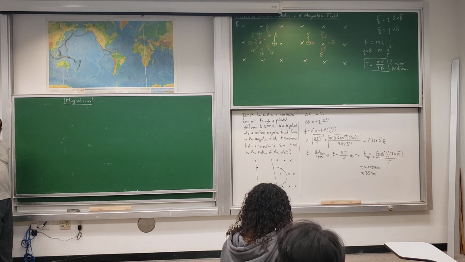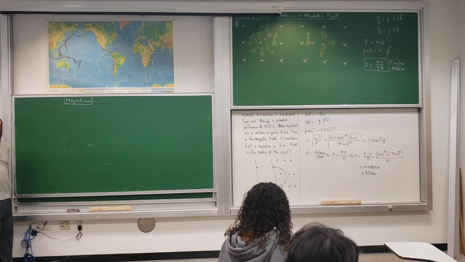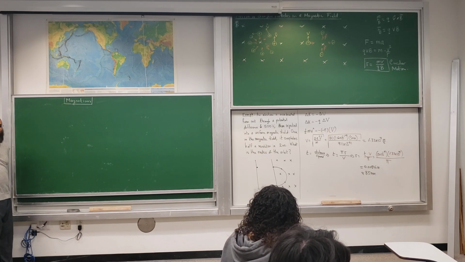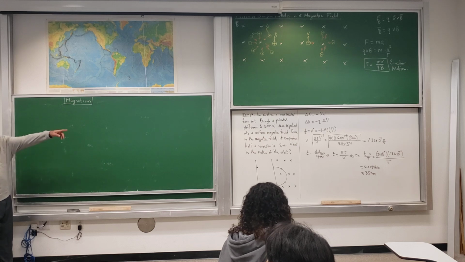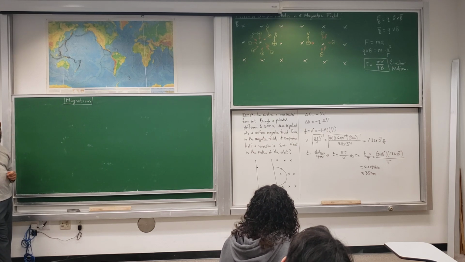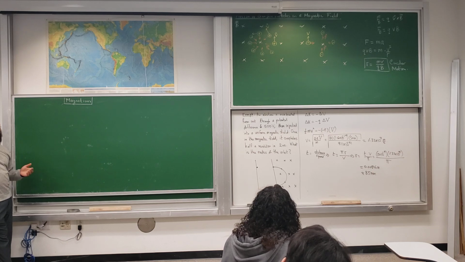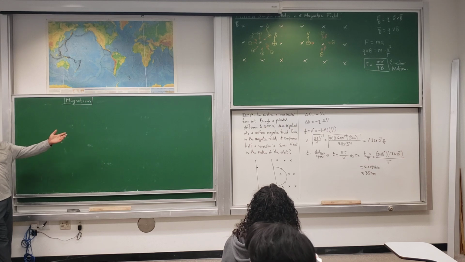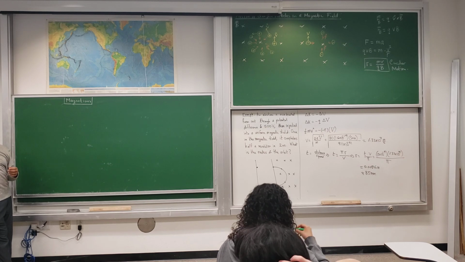There was one more thing that I forgot to do, and it only takes about 3 minutes, which is the work done by magnetic forces. How much work do magnetic forces do? How much work did the magnetic force do here? It's zero, yeah. The work energy theorem says the work done is equal to the change in kinetic energy. The speed is constant, it's uniform circular motion, so the work done must have been zero.